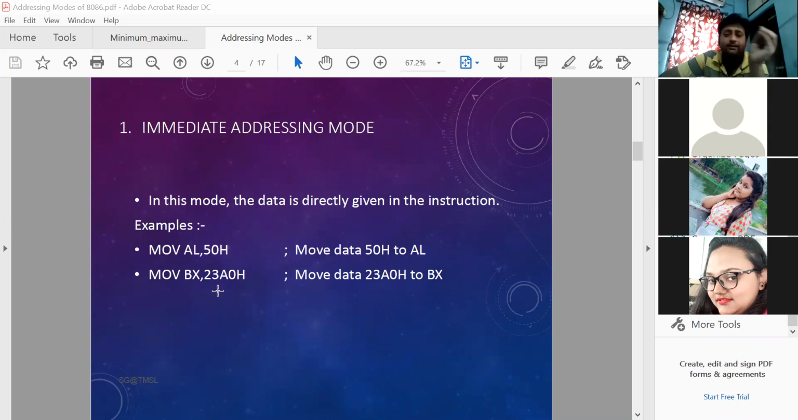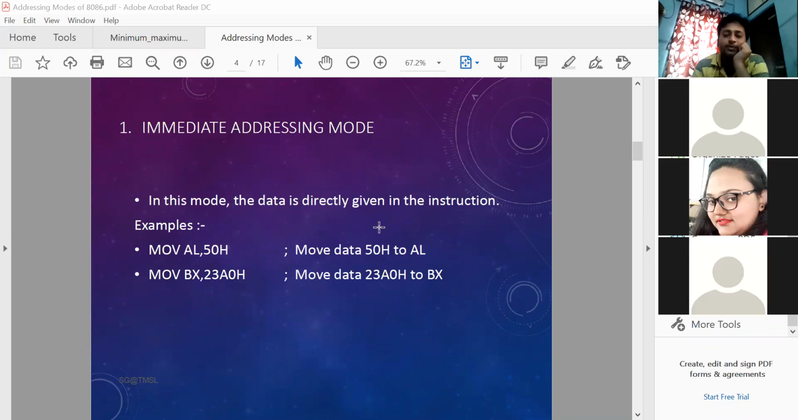Most of the instructions are without I related instructions, like there is no MVI. All move instructions use the simple MOV instruction. There is no MVI. All the move instructions are MOV related instructions. Clear? That is the difference between 8085 immediate addressing mode and 8086 immediate addressing mode.